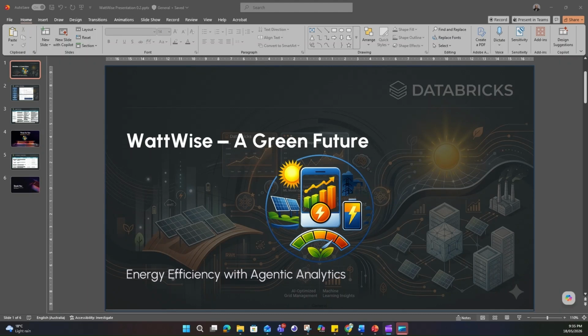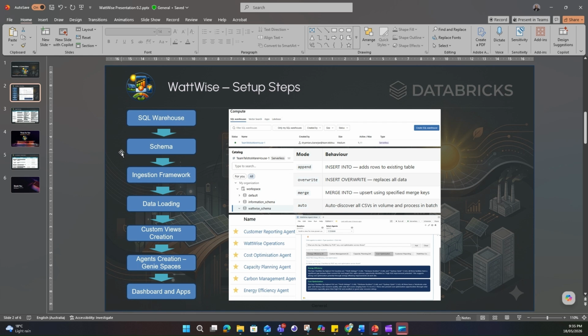This is our next generation data center sustainability intelligence layer, which is built on DataBricks. The technology stack that we have used on the overall DataBricks platform is: first we created a SQL warehouse, then we created the schema inside it, then we built an ingestion framework, then we loaded data into the schema using the ingestion framework. Then we created certain custom views, and then we defined the agents layer.